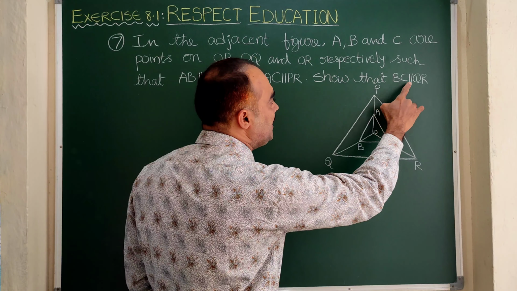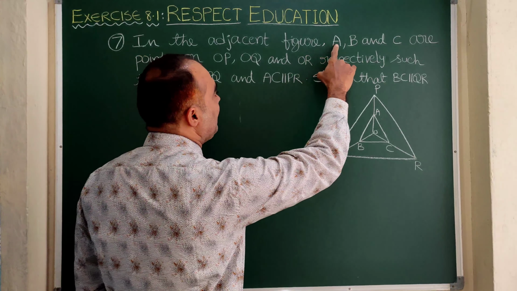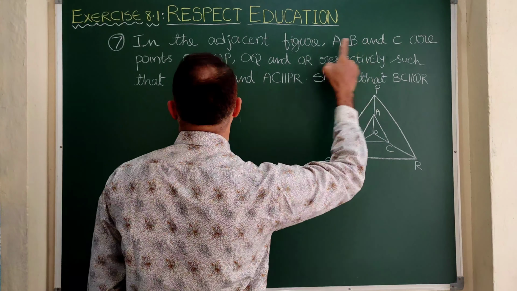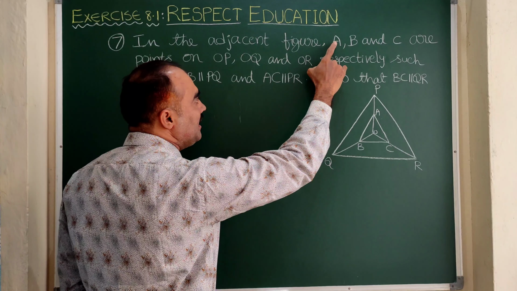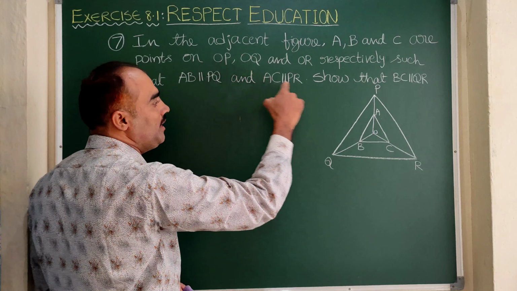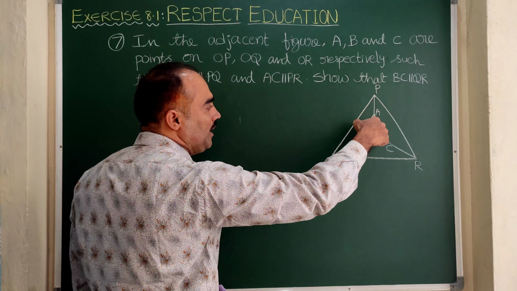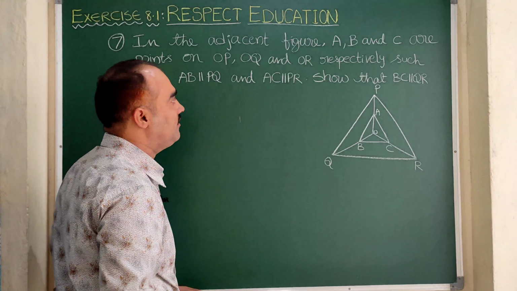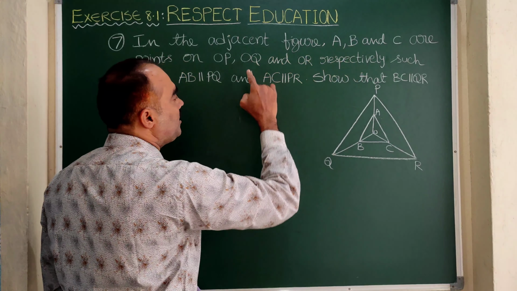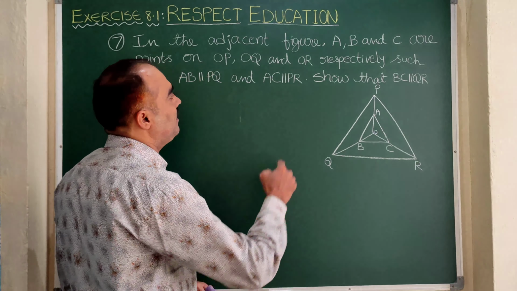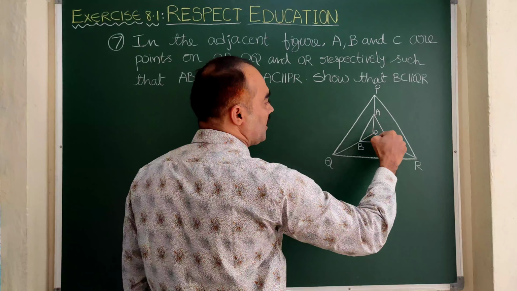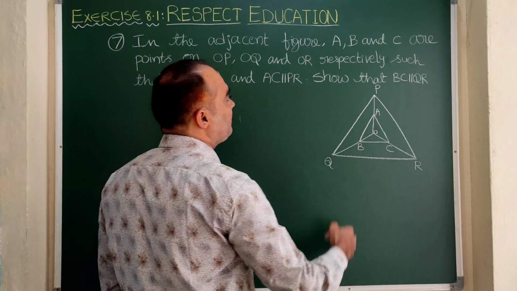So here let us understand the question. A, B and C are the points on OP. See here, first letter A is a point on OP. On OP there is a point, that is A. B is a point on OQ. So here on OQ this point is B. C is on OR.